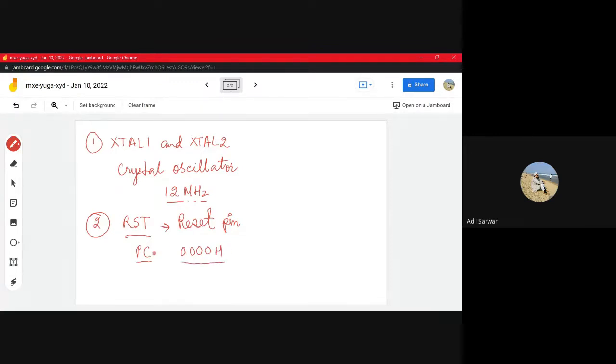So what is the program counter? Why does its value change to 0000H when we reset it? We will talk about it when we discuss the program counter. We will have a separate lecture on program counter. It is an important SFR. But right now, since we are discussing only the pins, I will just be telling you some important details of the pin only. I won't be going into the detail of each of the pins. And this location is also called the reset vector address.